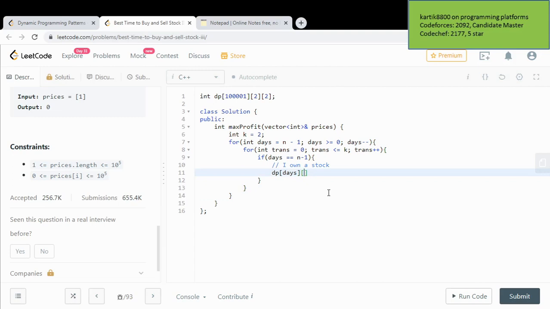So I'm at the n minus 1th day and I do own a stock. So that means 1 here. And the other thing is I do own a stock and I am allowed to do 0 transactions. Then the money I can earn is 0, because since I cannot sell the stock I own, there's no point, right? The other thing is dp of days, I can do one transaction or I can do 2 transactions. In either case, I'll be selling my stock. So that means I'll make whatever is the price of this particular stock.